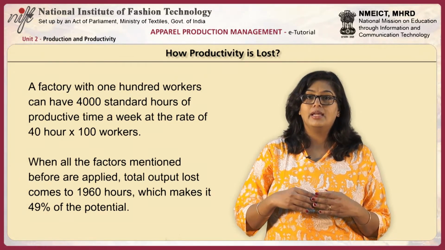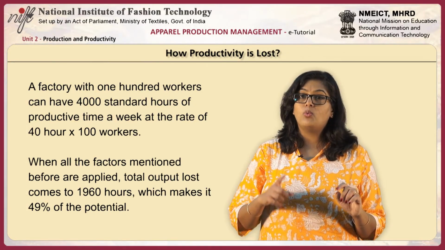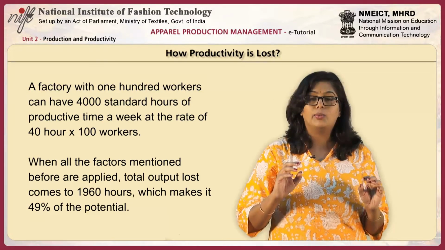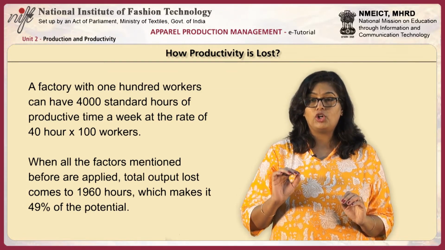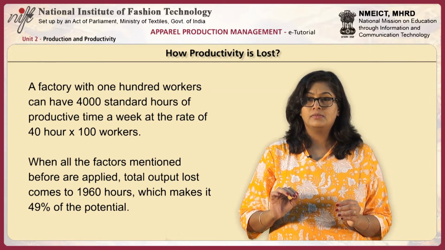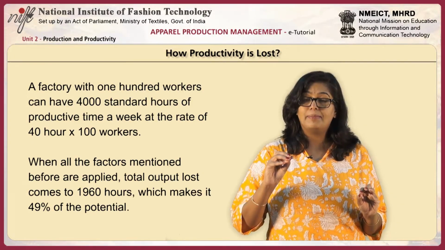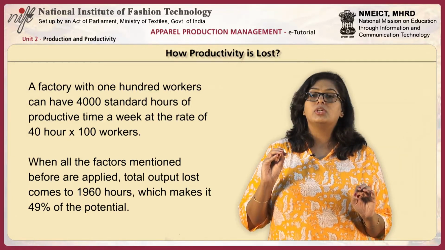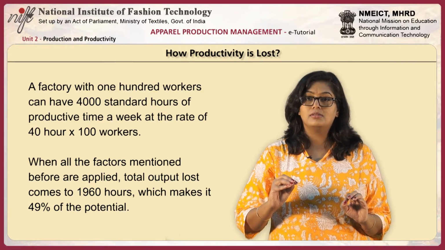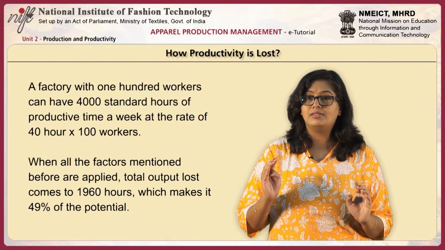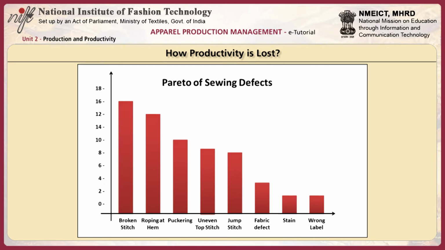Let's try and calculate it in terms of actual numbers. A factory with 100 workers can have 4,000 standard hours of productive time a week at the rate of 40 hours into 100 workers. When all the factors mentioned above, that is, the percentages, are applied, total output lost comes to 1960 hours, which makes it 49% of the potential. The figure here shows how these factors contribute to the loss of output in a clothing factory and brings down productivity. It is important to understand these factors and control them so that productivity is not lost to such a level.